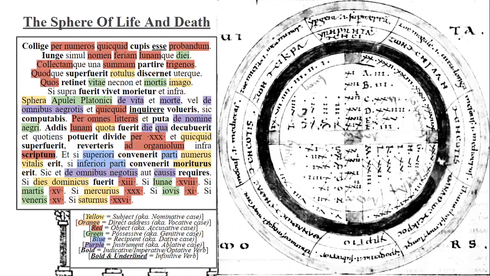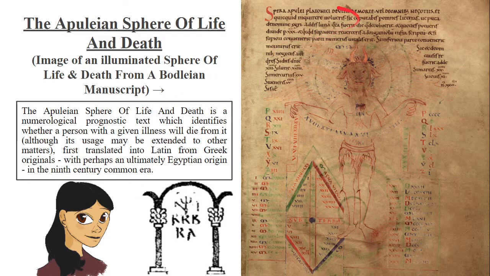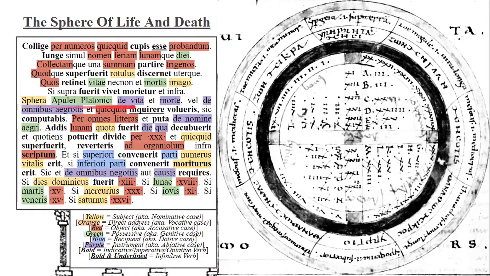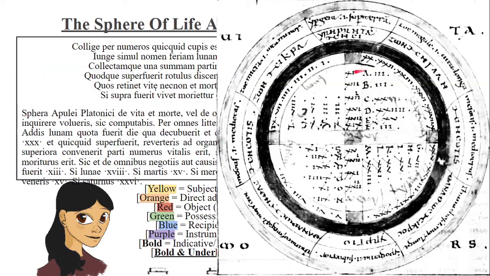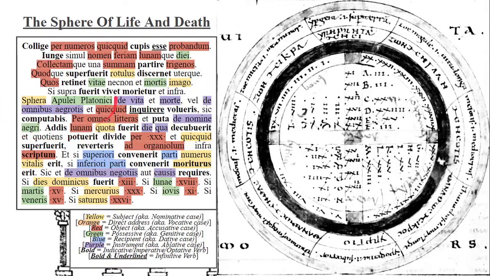So this text here, you may identify, those of you who are hot on your paleography, that this here says spera pulei platonici de vita de morte, and that is the text that we have here. So this manuscript has the prose explanation that normally accompanies it. There is also a verse, a short poem that goes along with this manuscript, and both of these texts work to give us a sense of how this actually works.